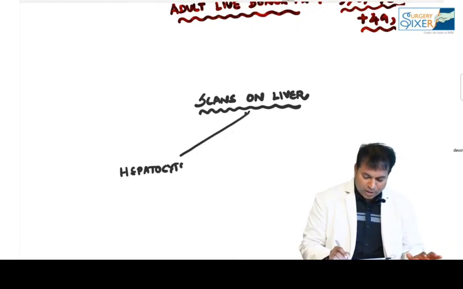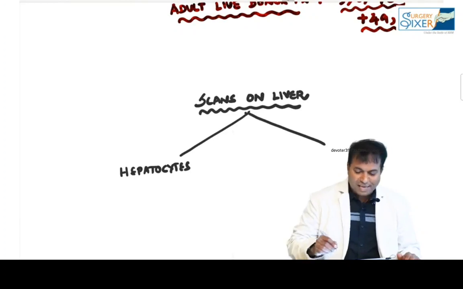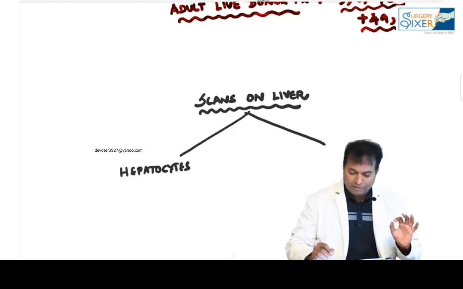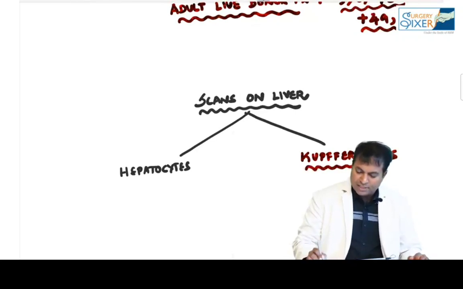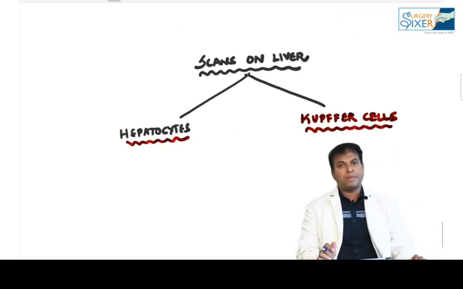So hepatocytes, which is doing all the functions of liver, and another is the reticuloendothelial cell of liver. What is the name of the reticuloendothelial cell of liver? That is known as Kupffer cells. So Kupffer cells is a cell which is reticuloendothelial cell of liver. Another cell is hepatocytes.